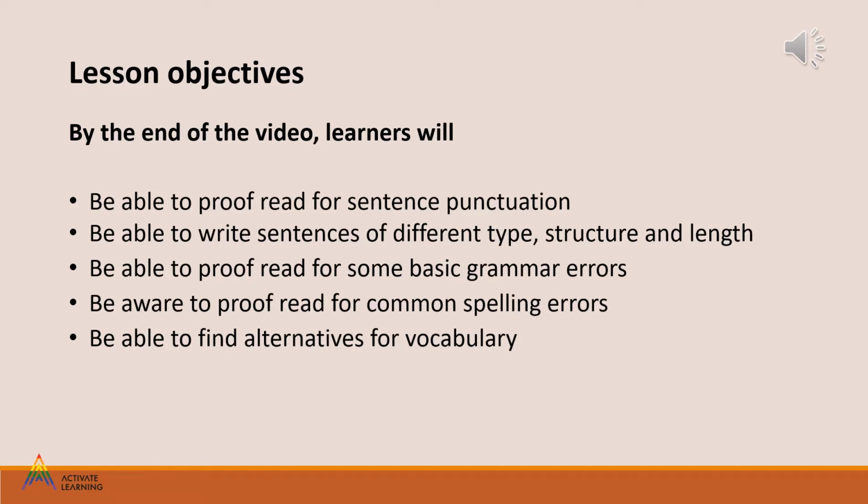Hi, welcome to this video about technical accuracy for GCSE English language. By the end of the video, you should be able to proofread for sentence punctuation, write sentences of different types, structure and length, be able to proofread for some basic grammar errors, be aware to proofread for common spelling errors, and be able to find alternatives for vocabulary.